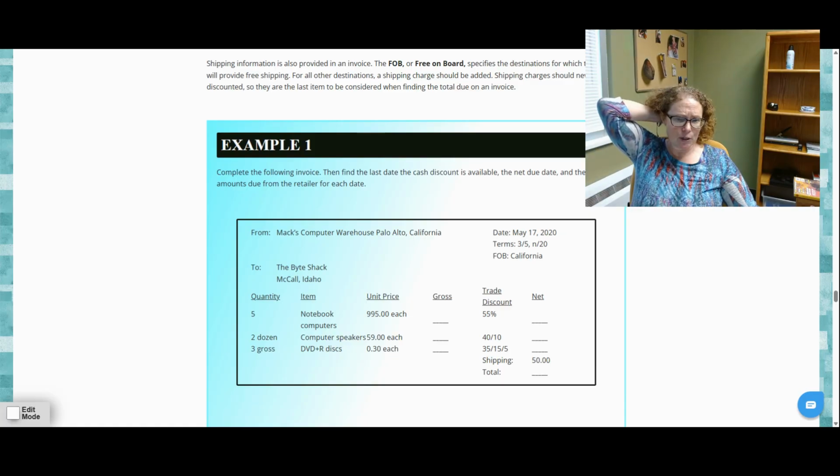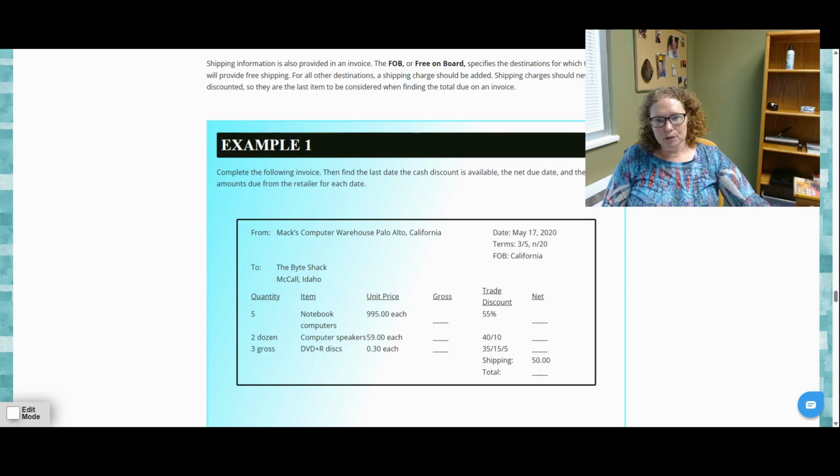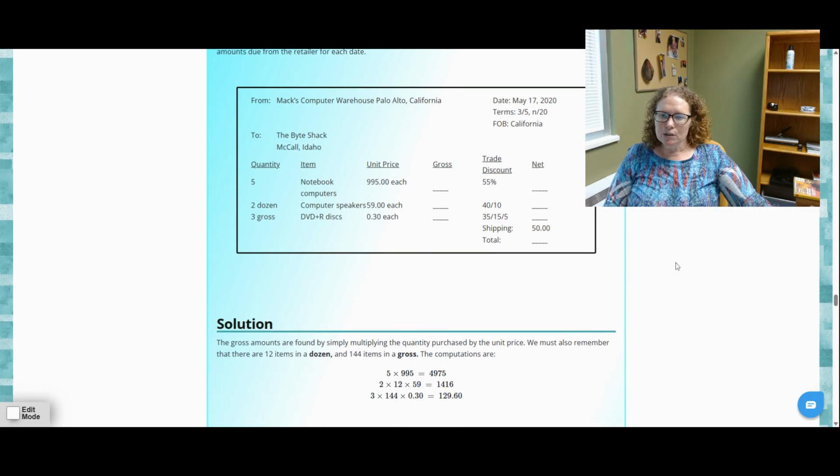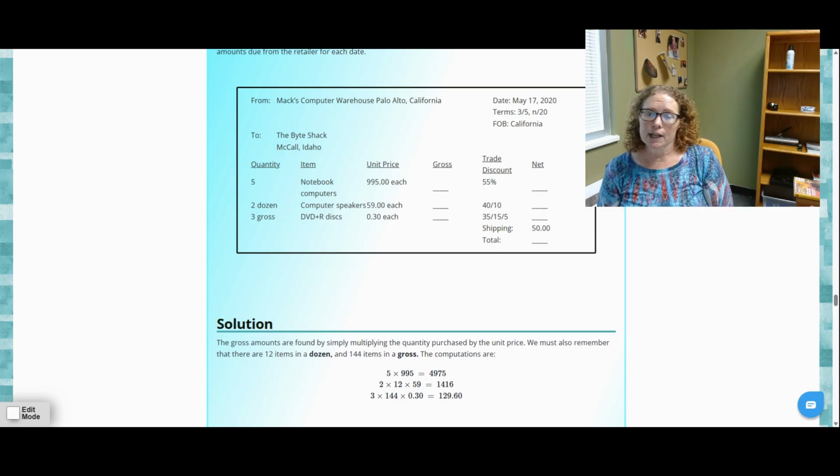So we have an invoice, and we want to figure out the last date of the cash discount, the net due date, and the amounts due from the retailer on each date. So we are looking at 5 notebook computers for $9.95 each. If we multiply $9.95 times 5, we're going to get the gross, which is $49.75. If we want to get the gross of the 2 dozen computer speakers, they're $59 each.